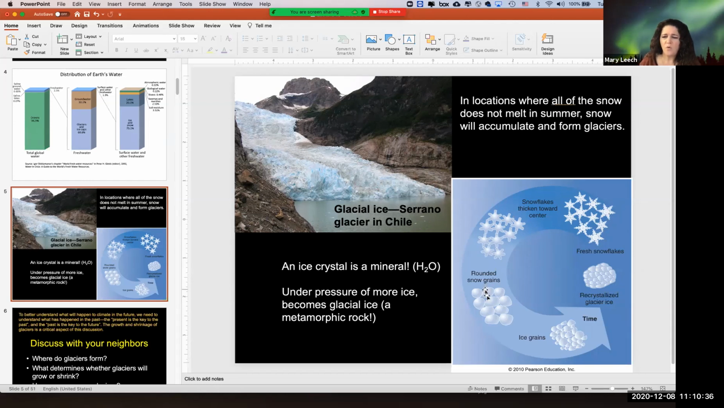Okay, so the ice crystals actually undergo recrystallization in the glacier. And so it is different from just snowpack. That's what I'm trying to say here.